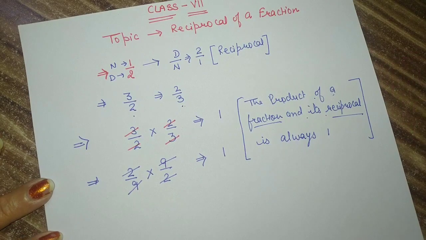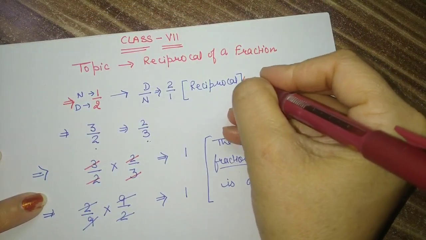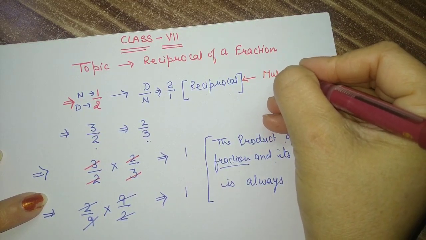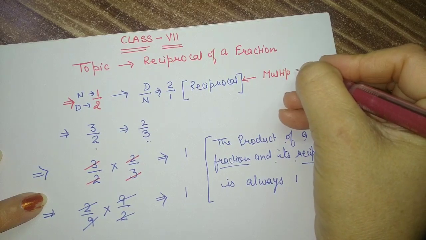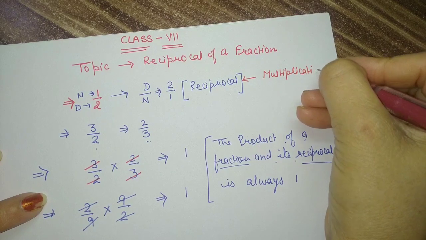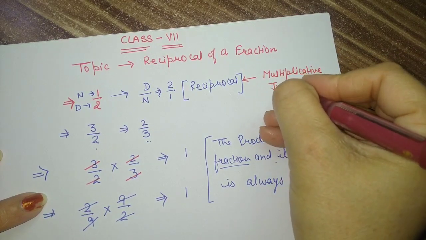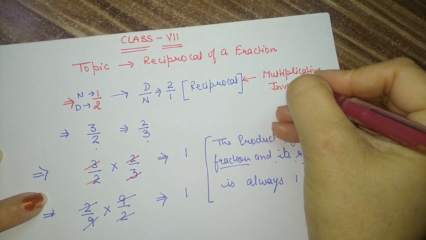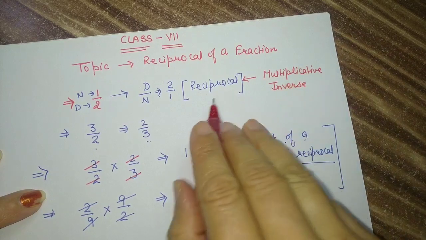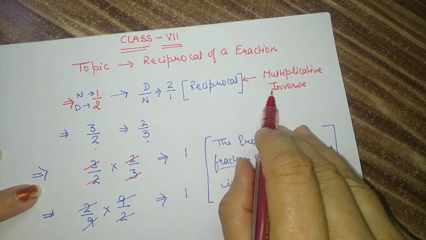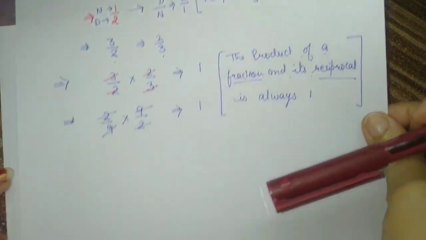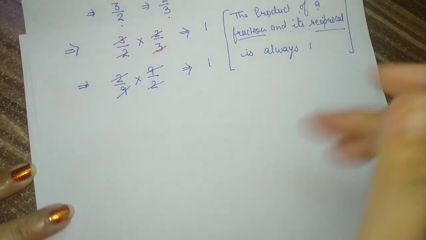And what is the other name of reciprocal? That is multiplicative inverse. So if the question arises, write the multiplicative inverse of the fraction, no need to confuse. That means you have to write their reciprocal. So the question can arise in both ways. First, you can write reciprocal, otherwise write multiplicative inverse. Now, on the basis of this, we are going to solve our exercise, that is 2.4.